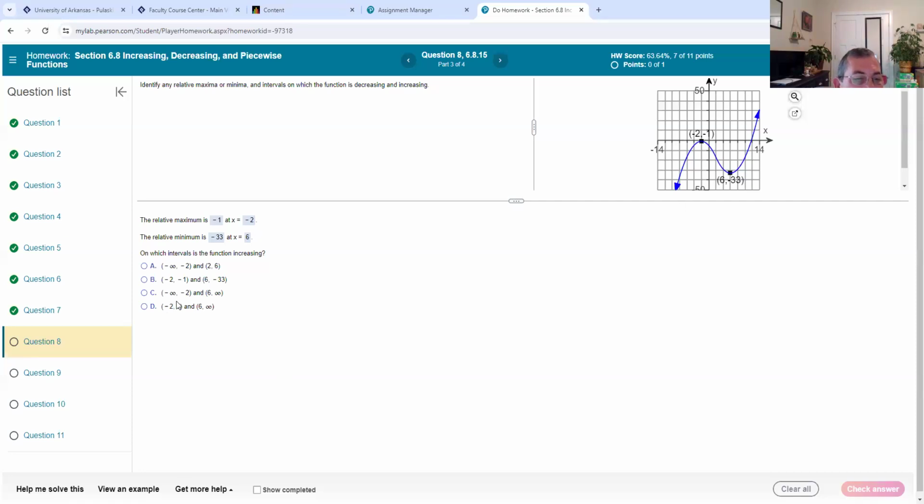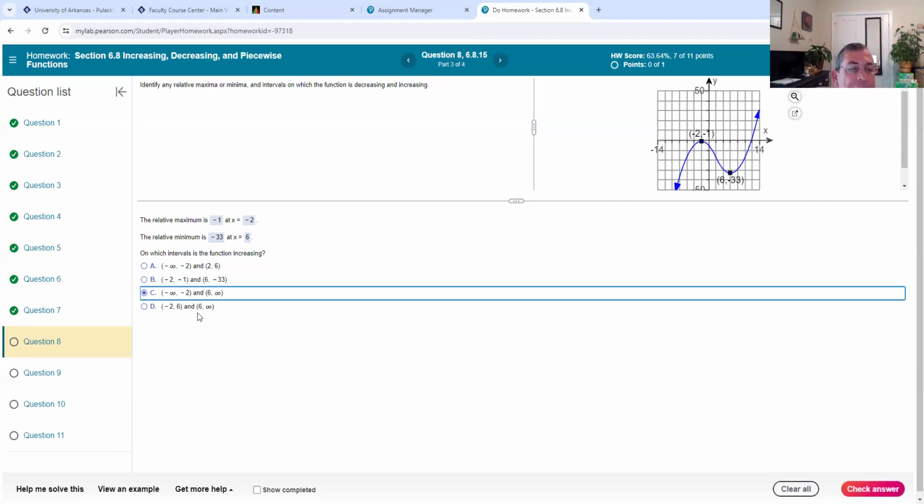So let me see what we got. So you're good on the first part, -infinity to -2. And then the second part, y'all got what? C, so that's good. So that's going from 6 on the x's as you head towards infinity. So good job, y'all. That is definitely C on that one.